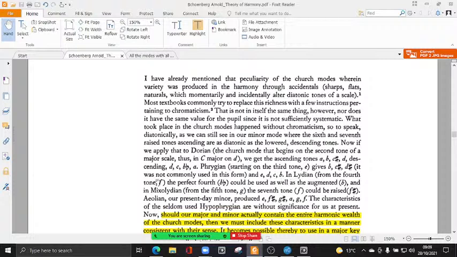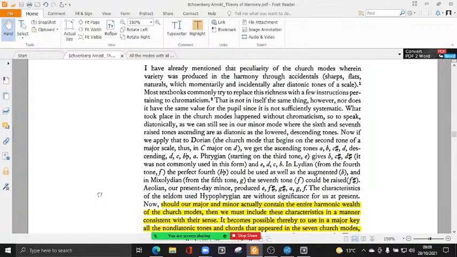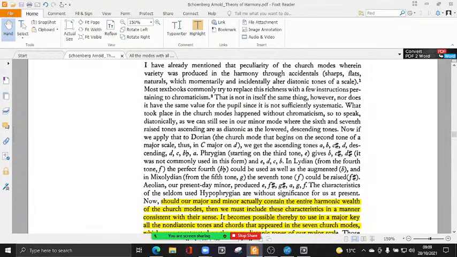In the Lydian, from the fourth tone, the perfect fourth, B flat could be used as augmented, B natural. And Mixolydian from the fifth tone, G, the seventh tone could be raised, or not. Aeolian, our present-day minor, produces E, F sharp, D sharp, A, and then going down, A, G, F, E. So, what is he talking about?